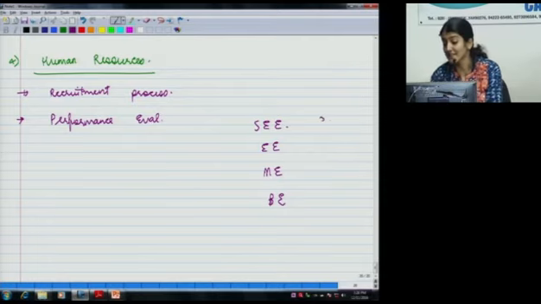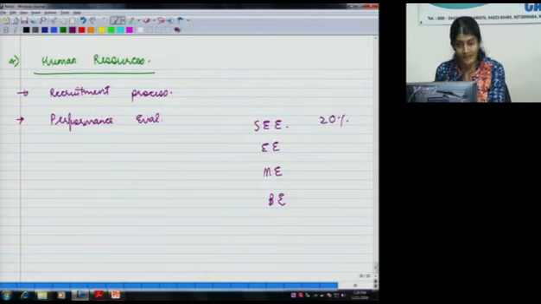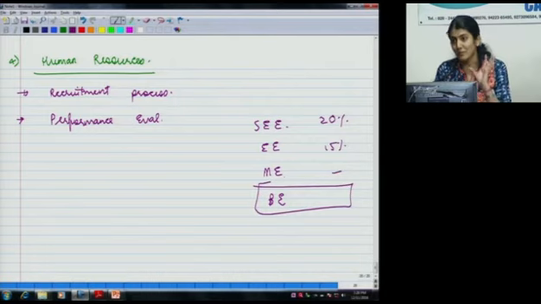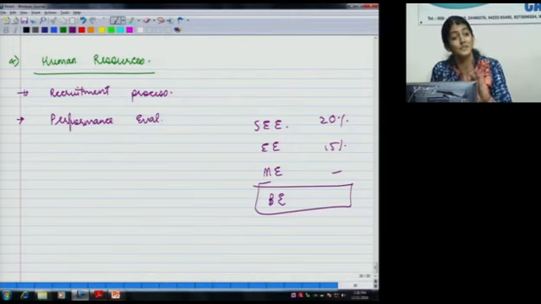If you get an SEE, then 20% hike. Salary increase. EE, then say 15%. ME, no hike. And below, you are put on 6 months observation. If you improve your performance, otherwise after 6 months, you'll have to go. You understand? So performance evaluation is done.